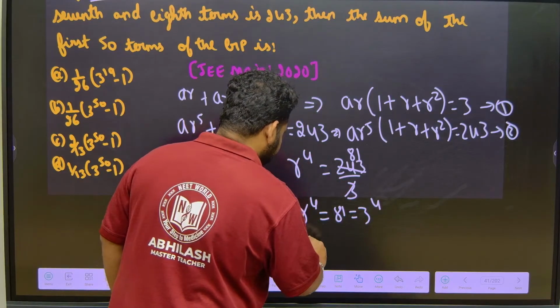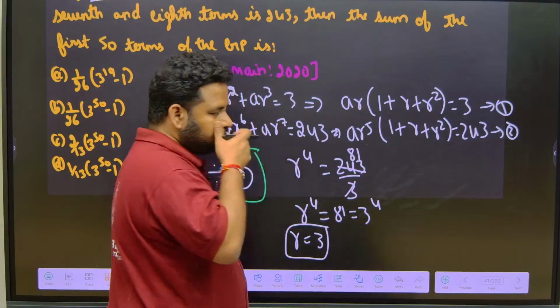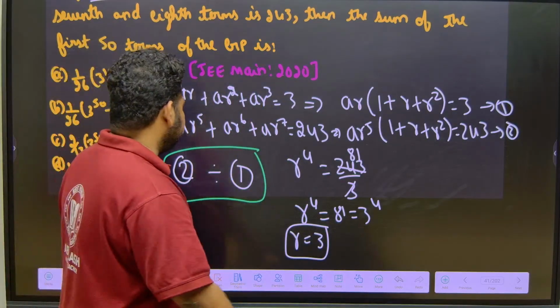That means R is equal to what? R is equal to 3. We got R is equal to 3.